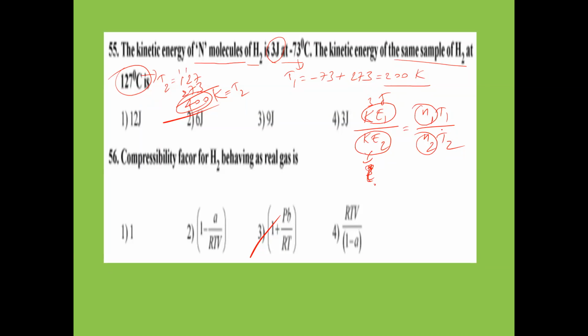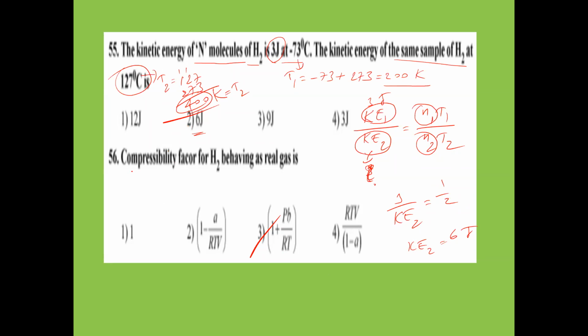What will be the temperature in this case? Temperature initially given is 200, and T2 is 400. So it is 3 by KE2. 3 by KE2 is equal to 1 by 2. Then KE2 is equal to 6 joules. So this way we get 6 joules here.